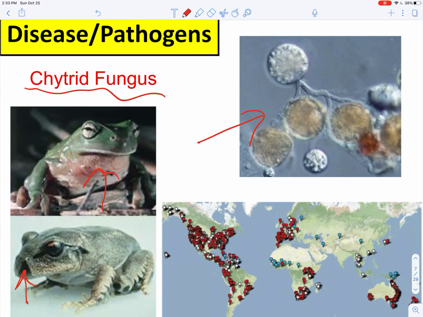So it's thought that it originated somewhere in Africa and has been transported as an invasive species to other places across the globe that you're seeing here in some of these other pins, and has become a worldwide epidemic for amphibian species, leading to some massive declines.